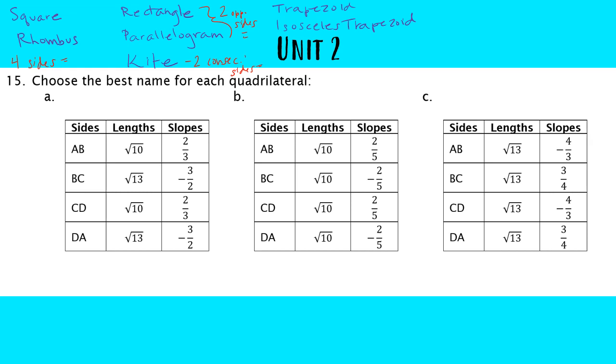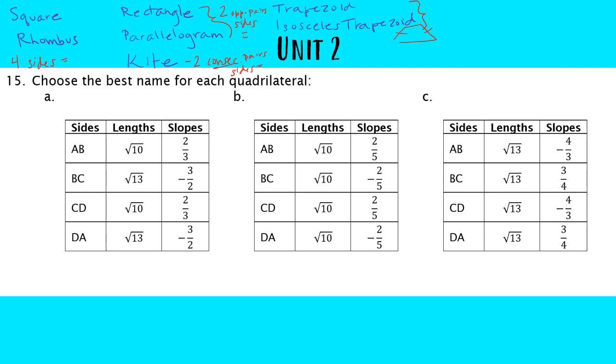And I should say pairs. So not just 2 sides, but 2 opposite pairs. So the left and the right, the top and the bottom are equal to each other. On a kite, 2 consecutive means next to each other. And then the last one, there's no equal sides. There's one set of parallel lines. An isosceles trapezoid will have one set of equal sides. A trapezoid will not.